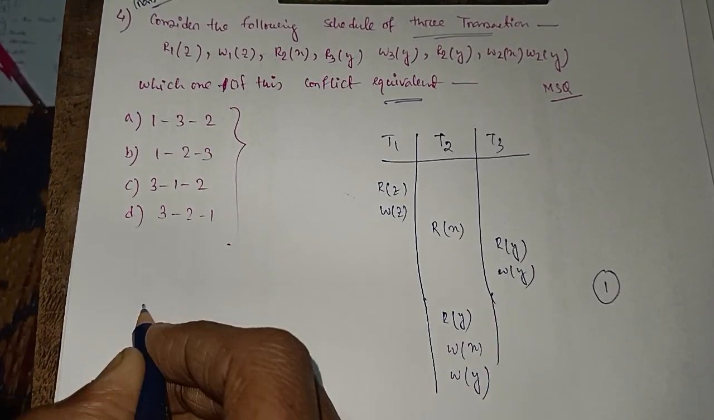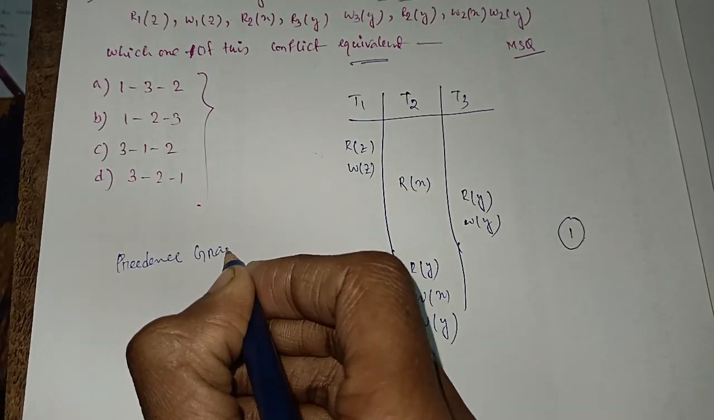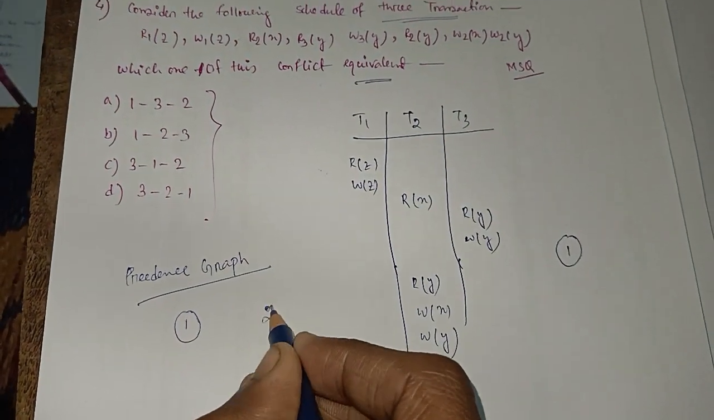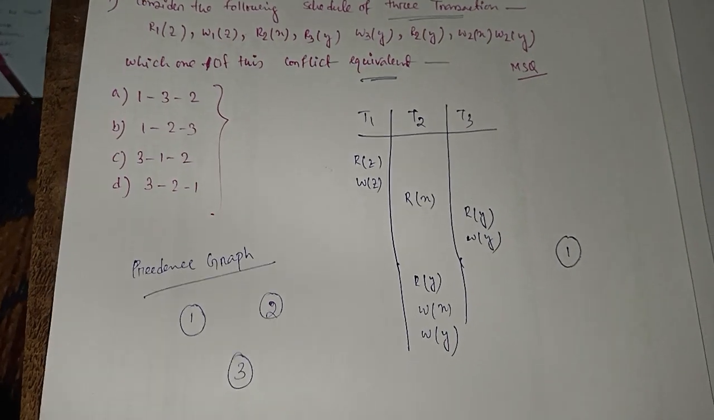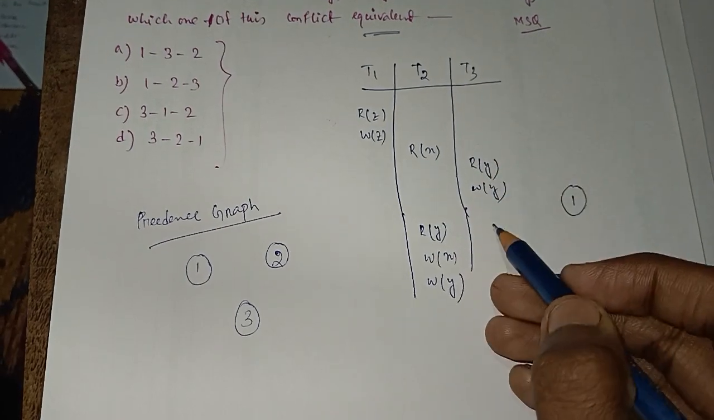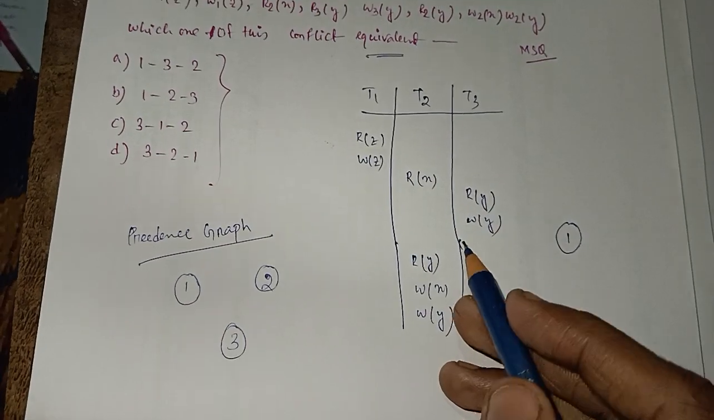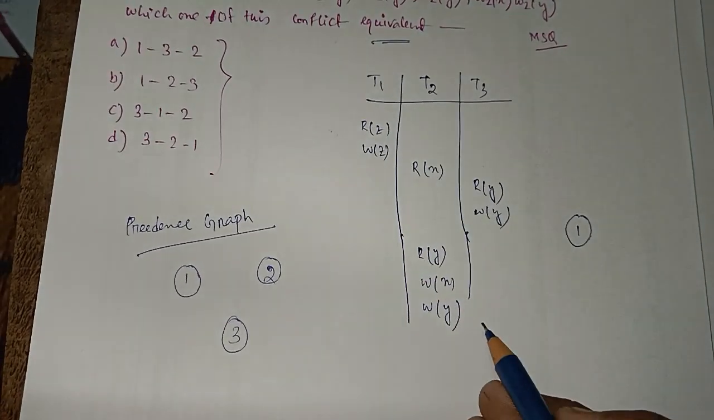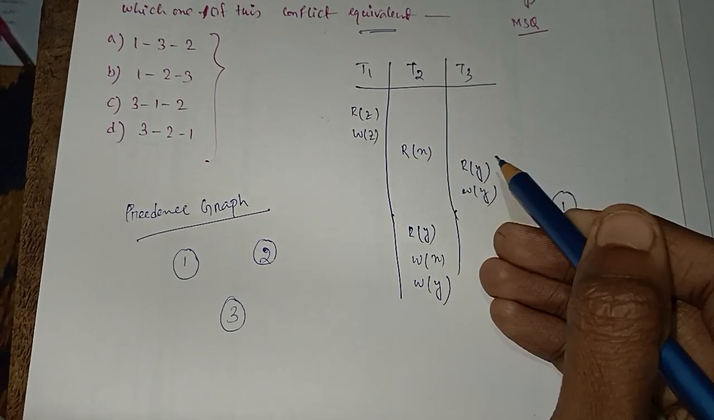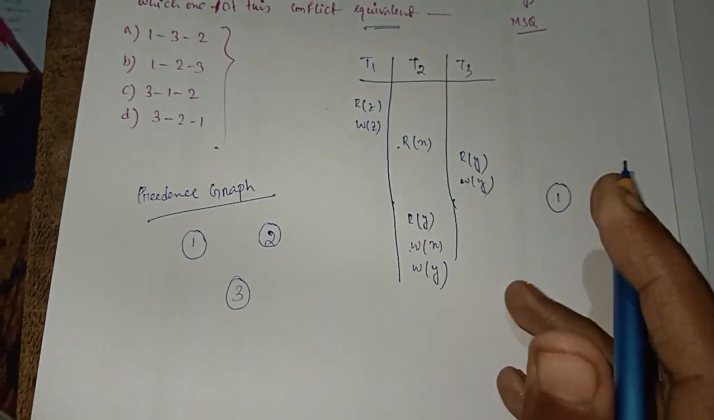For this we have to draw the precedence graph. The number of transactions is 3, so we have to draw 3 nodes. From here, R2Z and the Z operations from T2 and T3 do not conflict with each other. W2 on Z does not conflict with each other. RX, R1X and R2X are not conflicting with each other, and within T2 itself there is no conflict.